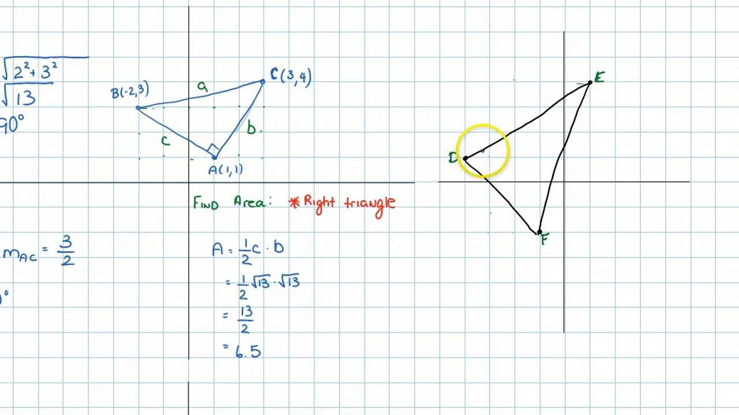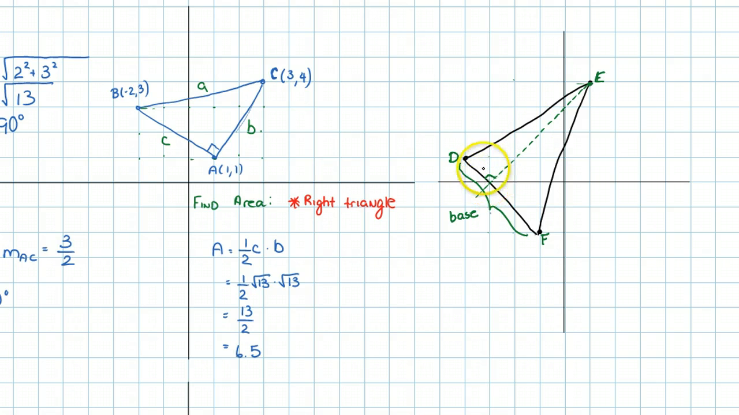If I have a horizontal or vertical side, that's usually the best one to choose as my base. But for the sake of this discussion, let's choose this length as my base. If I choose this length as my base, what I need to do is find the height. And to find the height, I need to drop a perpendicular straight down from that point E.